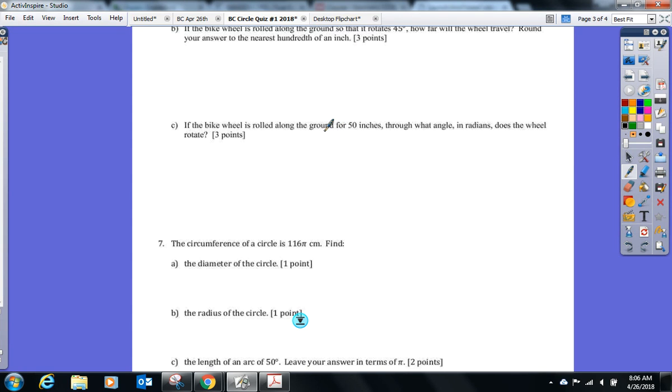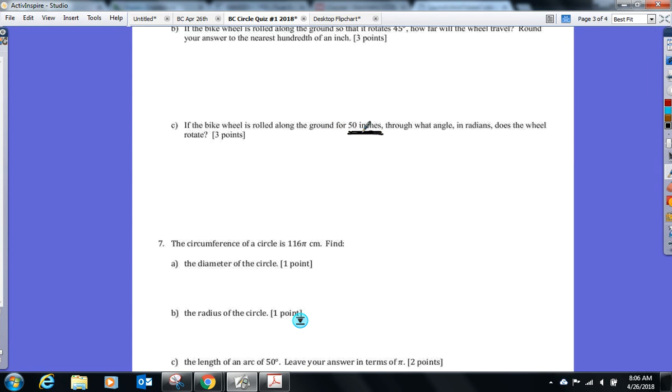The bike wheeled around the ground for 50 inches. What angle in radians does the wheel rotate? That's your arc length right there. It rotated 50 inches. Some people thought it was degrees or an angle measure. Nope. We're trying to find it in radians.